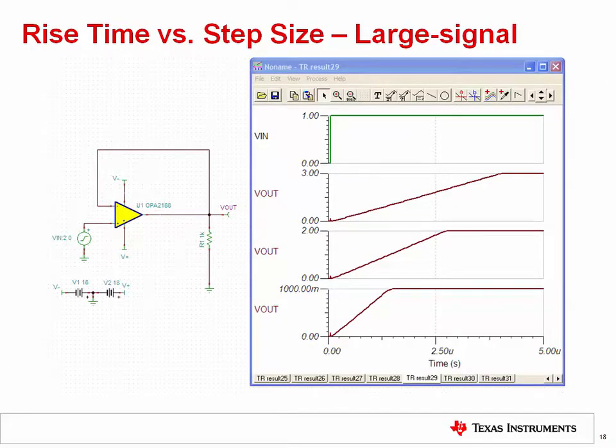However, for a large signal step, the rise time is dependent on the input step size. This is because the op-amp is in its slew rate limited operation and can only change its output voltage at a fixed rate. In this example, the slew rate is equal to 0.8 volts per microsecond, and we can see that the rise times increase as the input step size increases.